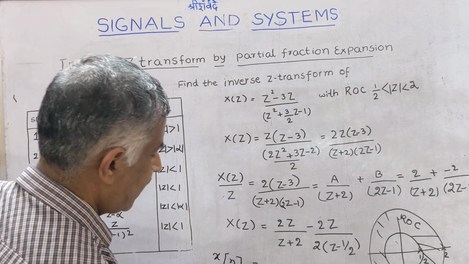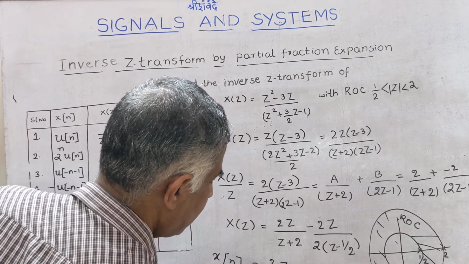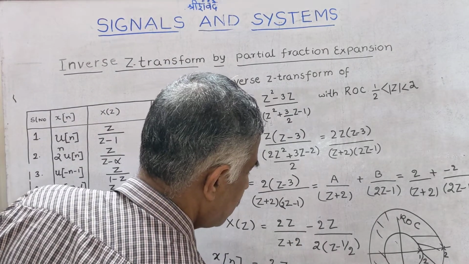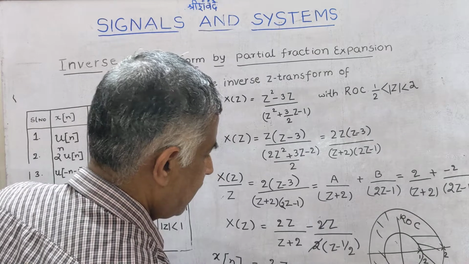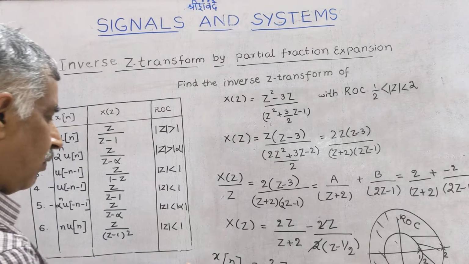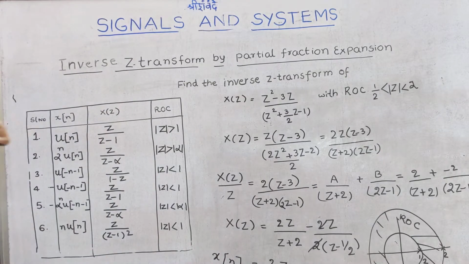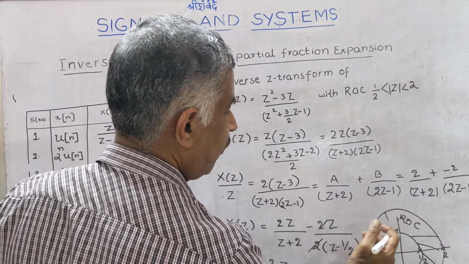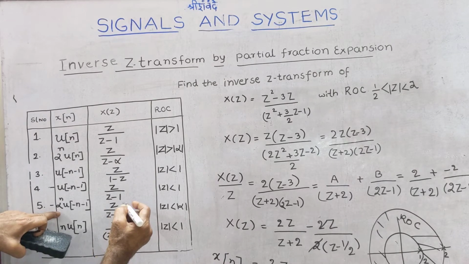Therefore, X of Z is equal to 2 over 2 into Z over (Z minus of minus 2) plus minus 2Z by 2. So 2 gets cancelled here. Therefore, Z by (Z minus half). Now we have to write X of n. The pole radius is 2 and the ROC is inside, therefore it is a left-sided sequence, so we have to write this one.